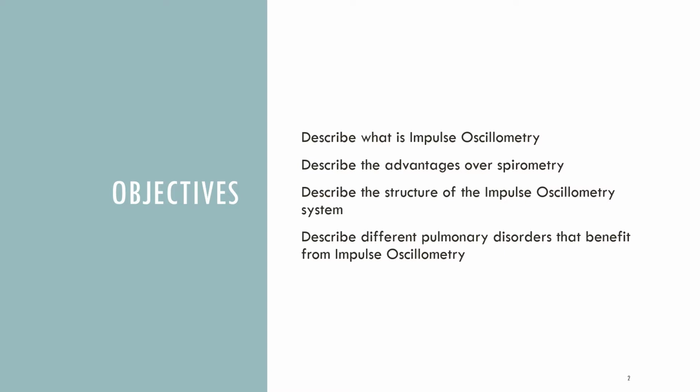Thirdly, I'll be describing the structure of the impulse oscillometry system. Basically, I have a short little video that shows you exactly what it looks like. I'm going to show you the different parts, so you have an idea what it is. And then finally, I'm going to describe different types of pulmonary disorders that may benefit from this type of test. So by the end of this presentation, you're going to have a good handle on this process.